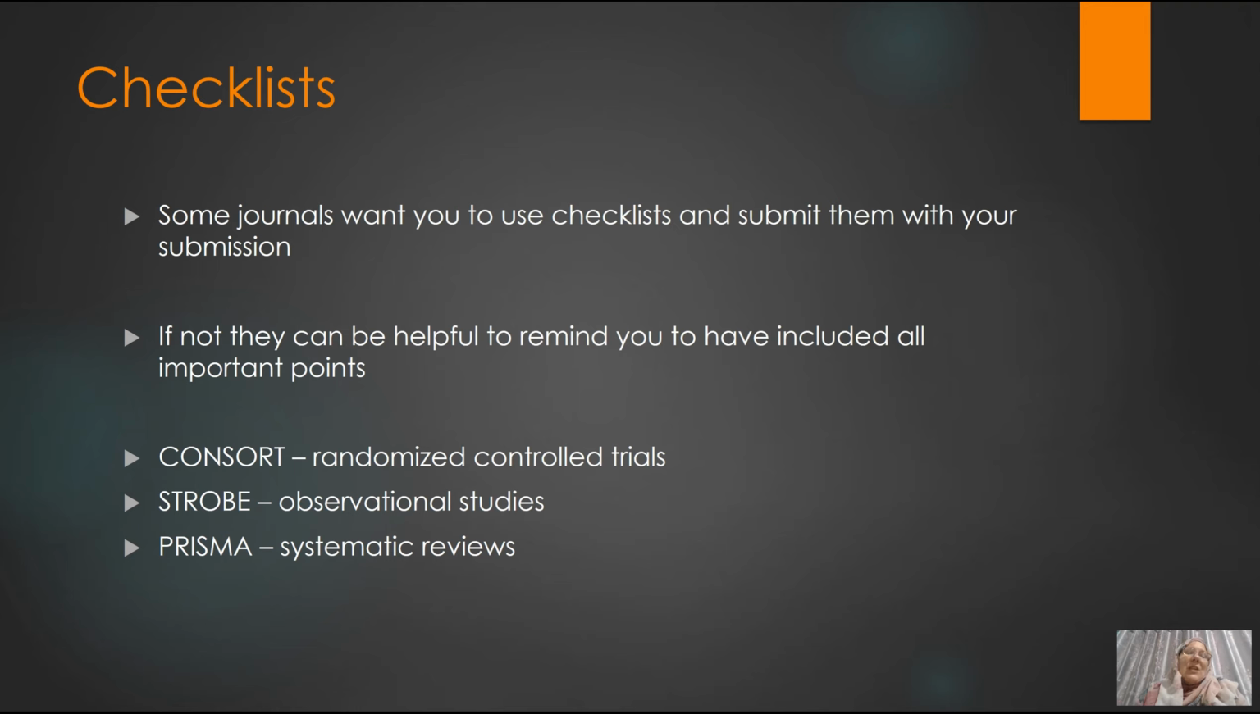And these checklists have different names depending on the study design you employed. For example, CONSORT is a checklist for randomized controlled trials. STROBE is a checklist for observational studies. PRISMA is a checklist for systematic reviews. And there's SQUIRE, which is a checklist for implementation research or quality improvement research. And there are other checklists as well.